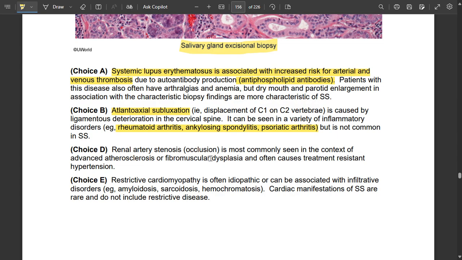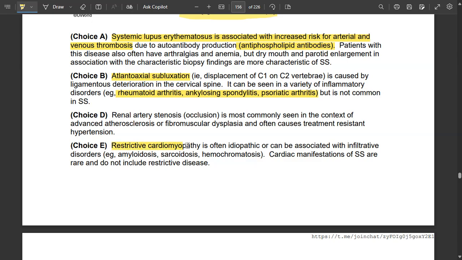Renal artery stenosis is common in the context of advanced atherosclerosis or fibromuscular dysplasia, and often causes treatment-resistant hypertension. Restrictive cardiomyopathy is often idiopathic and can be associated with infiltrative disorders like amyloidosis, sarcoidosis, and hemochromatosis. All three of these deposit in the heart muscle and cause restrictive cardiomyopathy. Cardiac manifestations of Sjogren syndrome are rare and do not include restrictive disease. So Sjogren syndrome does not typically have cardiac manifestations.